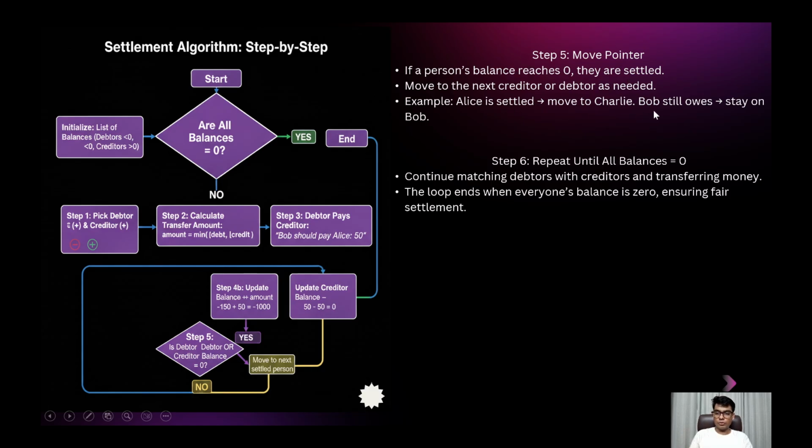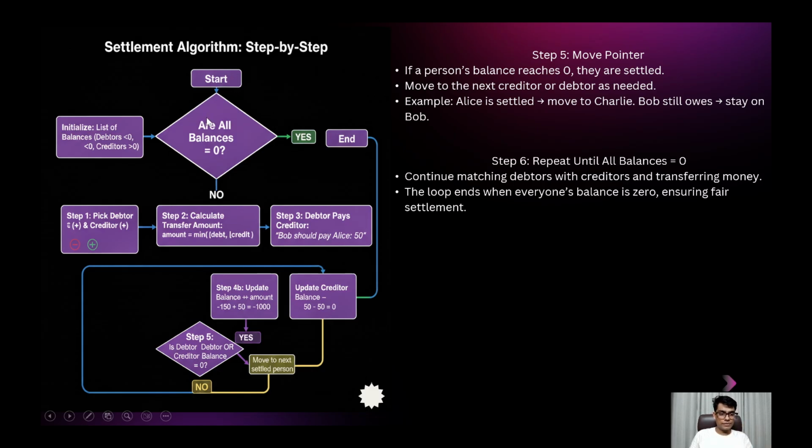Alice is settled, move to Charlie. Bob still owes, stay on Bob. Then repeat until all balances are 0. Therefore, I used a while loop as I don't know at what point the balance would become 0. So continue matching debtors and creditors and transfer money. I've also made a step-by-step flowchart which allows me to help you understand easily.